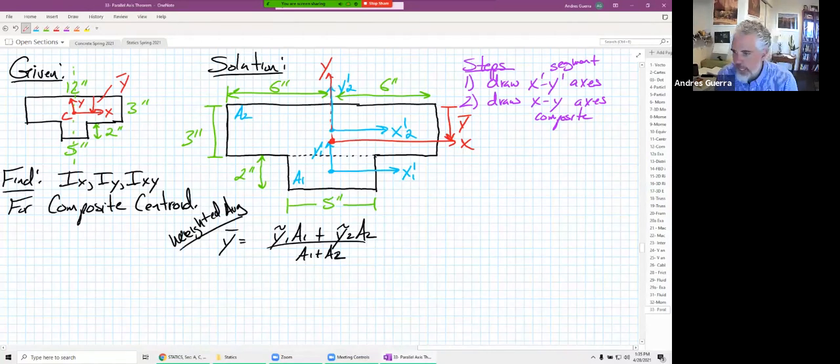That is how we find that y bar. Now, the only thing we have to watch out for is that y bar and y tilde are measured from the same place. And so y bar is measured from the top. Well, let's measure y tilde also from the top. So that would be y tilde for segment 2. And this would be y tilde for segment 1.